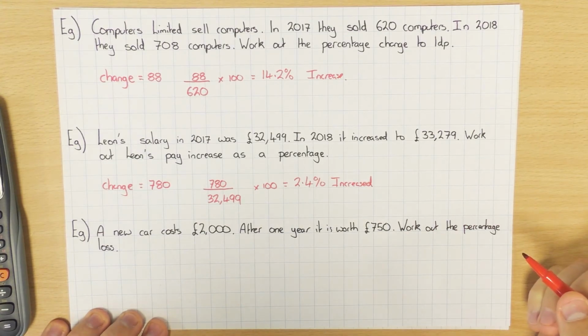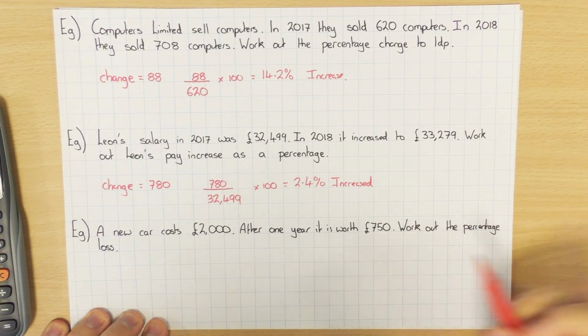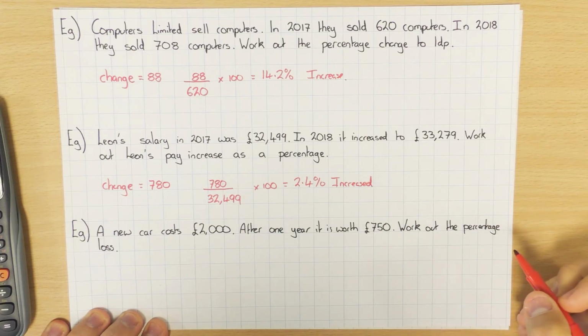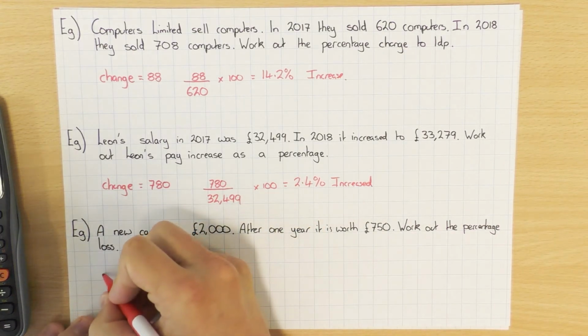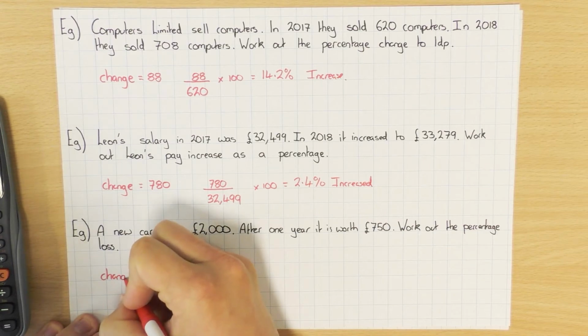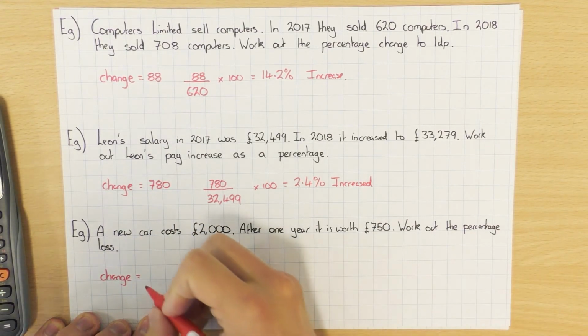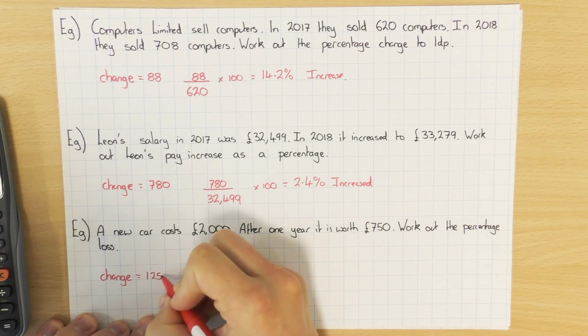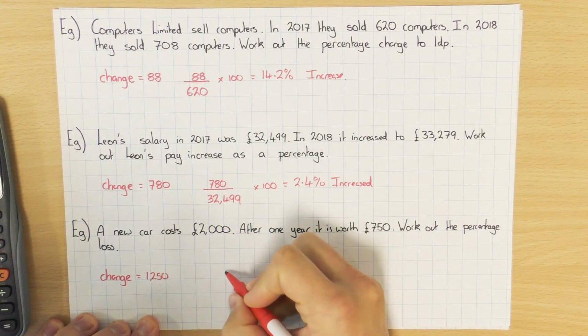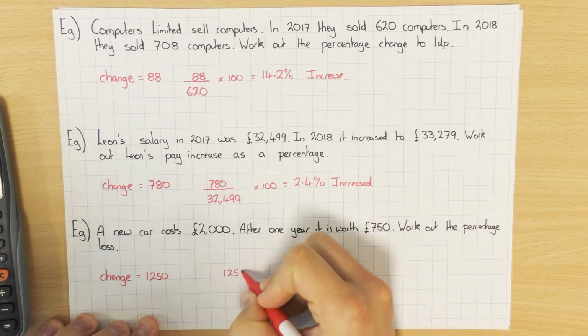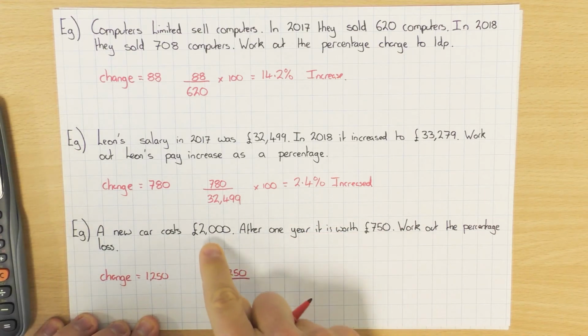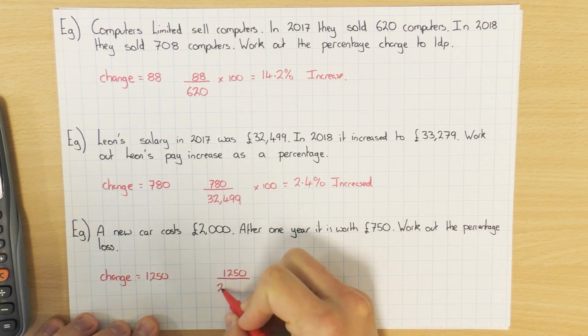That's a very cheap car. After 1 year, it is worth £750. Work out the percentage loss. And again, same method. Let's work out our change. Well, 2,000 to 750 is 1,250. And we then put it into our formula. So there's the change. What was it originally? Well, it was 2,000 before anything happened to it.